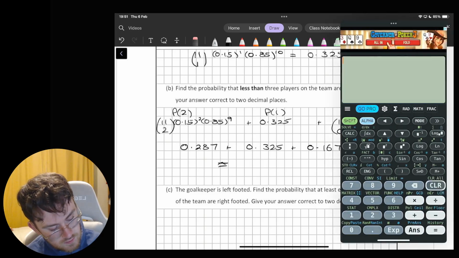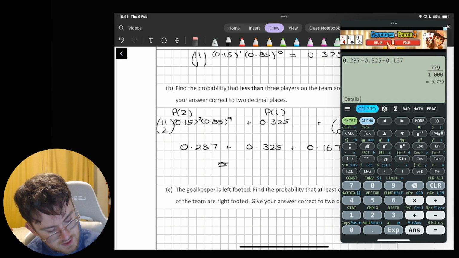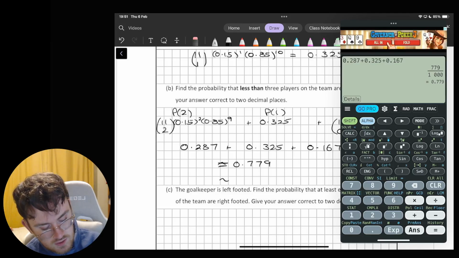Sorry, I'm conscious that I'm running on a bit longer than I intended, so I'm just going to take some of these answers for myself here. 0.779, to 2 decimal places, 0.78.